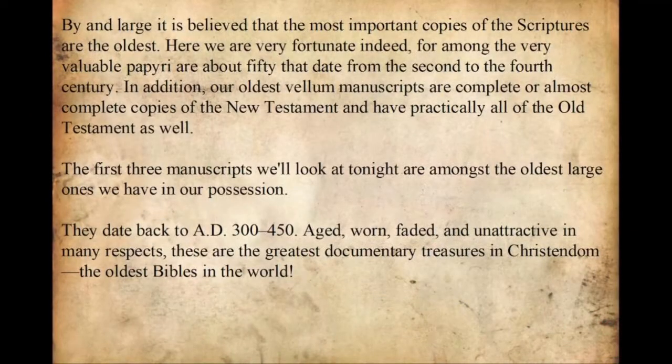By and large, it is believed that most of the important copies of the scriptures are the oldest. That's what most scholars believe anyway. Here we are very fortunate indeed, for among the very valuable papyri are about 50 that date from the 2nd to the 4th century. Now that's a long time ago. That's real close to the originals. In addition, our oldest vellum manuscripts are complete or almost complete copies of the New Testament and have practically all of the Old Testament as well. The first three manuscripts that we're going to look at tonight are amongst the oldest large ones that we have in our possession. They date back to between 300 and 450 AD.